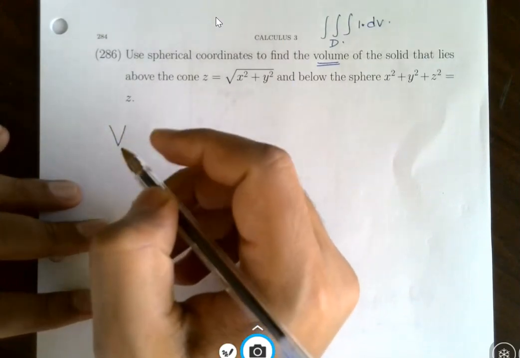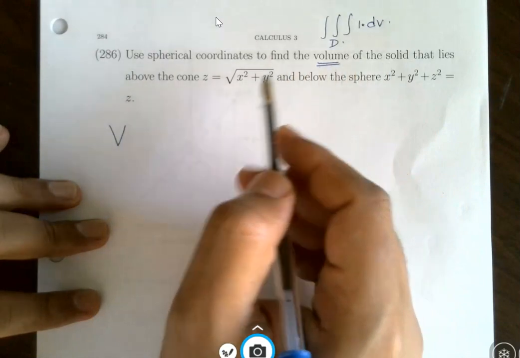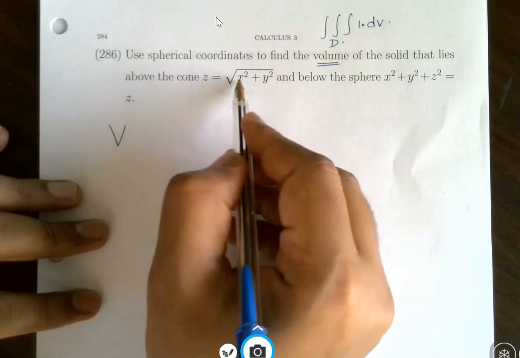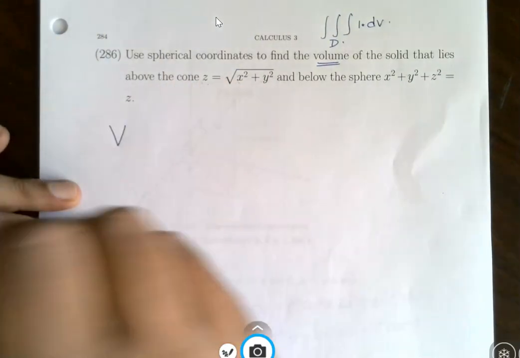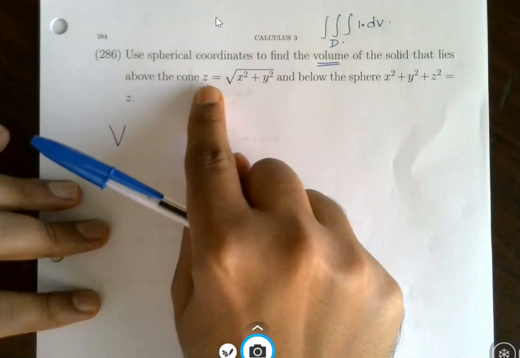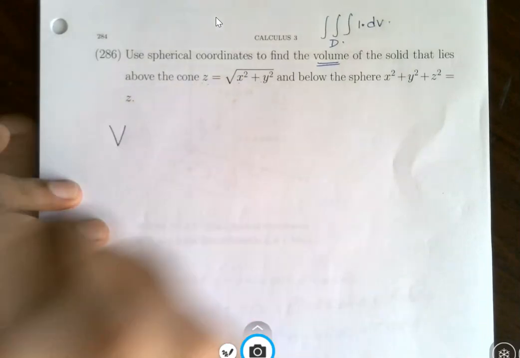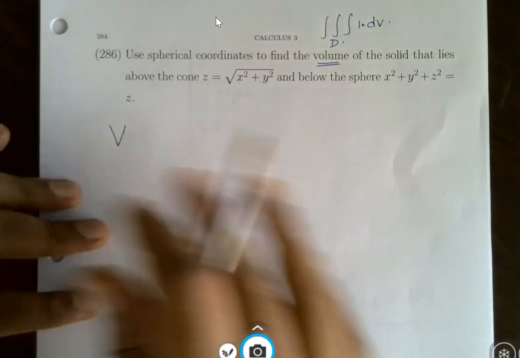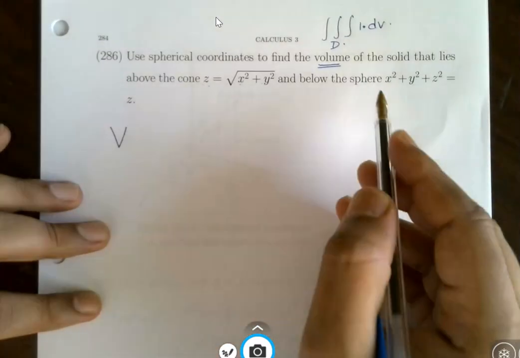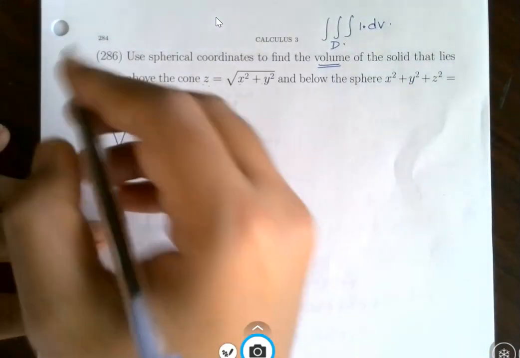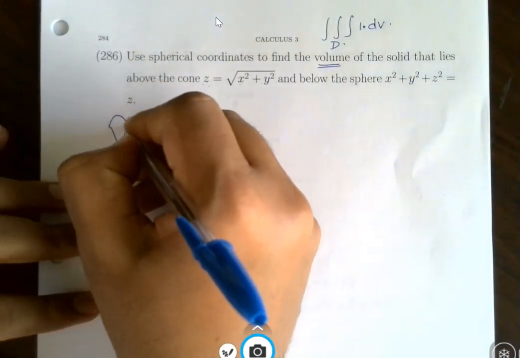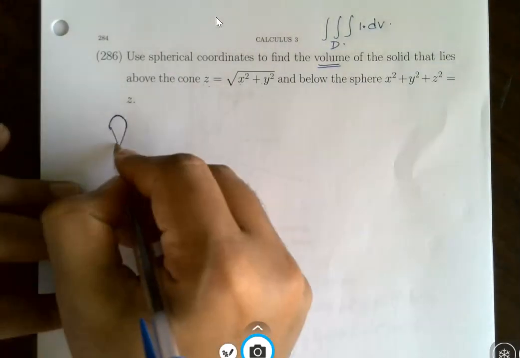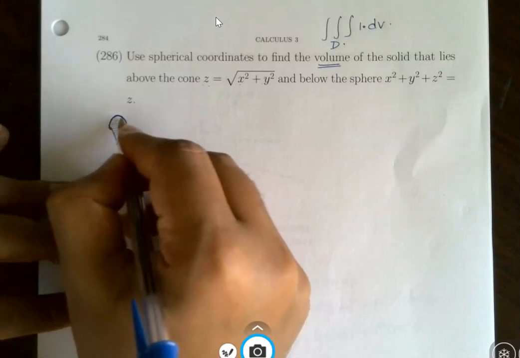So the first thing is you want it above the cone. I hope I can draw it. This is the cone I have. If you square both sides, you get x squared plus y squared equals z squared. That is the cone above and below, but because you only want positive values, it's only referring to the top half of the cone. And below the sphere. So it's like an ice cream cone, if you want to look at it. That's what we want, above the cone and below the sphere.